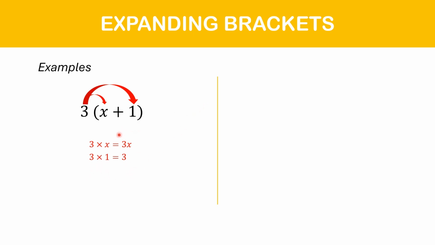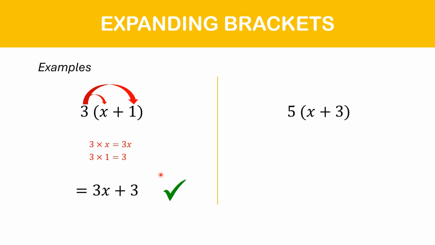So we've done our two multiplications, and now what we need to do is express them in an expression. So we take our 3x, that becomes the first term of the expression, and then we take our 3, and because that's a positive 3, it becomes plus 3. So we've done 3 times x to form 3x, and 3 times positive 1 to form positive 3, giving us 3x plus 3. Congratulations. So let's try another one that's similar.